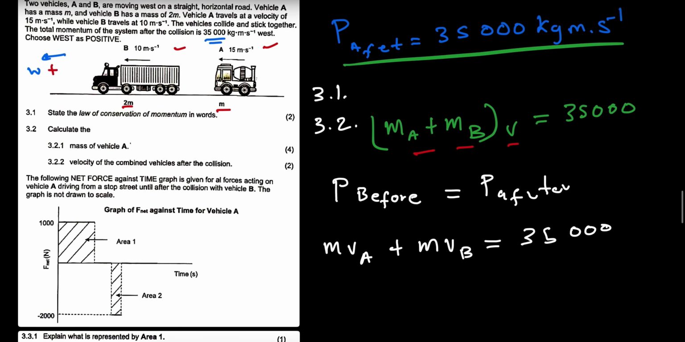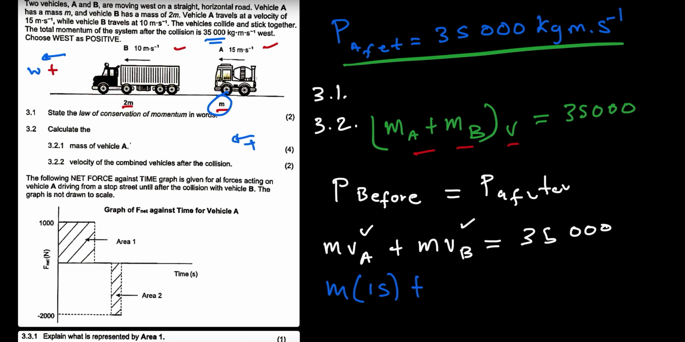So in this case, we will be able to calculate the mass because we have the initial velocity of both objects. So now we're going to substitute. What is the mass of object A? Remember, the mass of object A is just given as m. So we're going to have m. And what is the velocity of A? That is going to be 15 meters per second. And we know that it's positive because we chose west as positive.